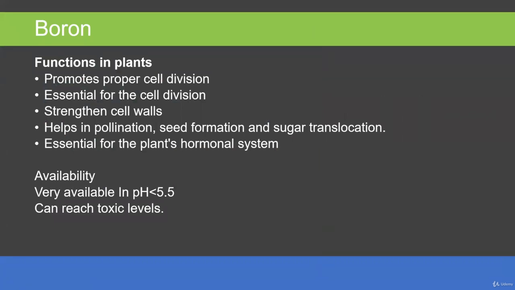Boron promotes proper cell division. It's essential for cell division. It also strengthens cell walls. It helps in pollination and also in seed formation and sugar translocation. And it's important for plants' hormonal system.